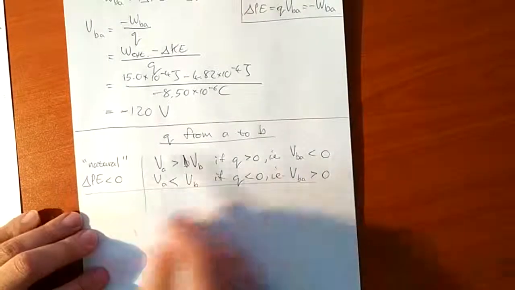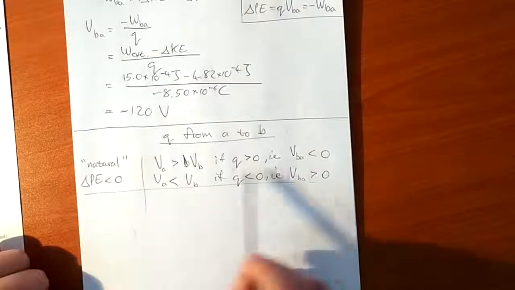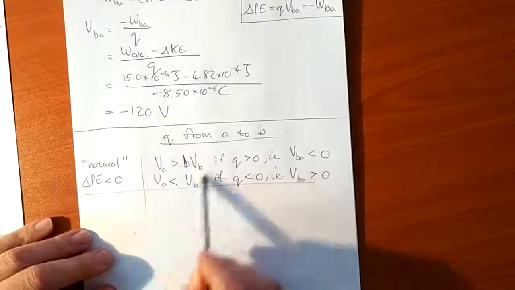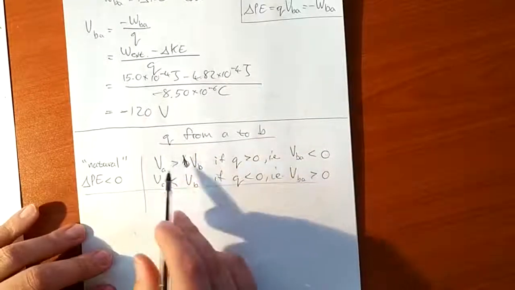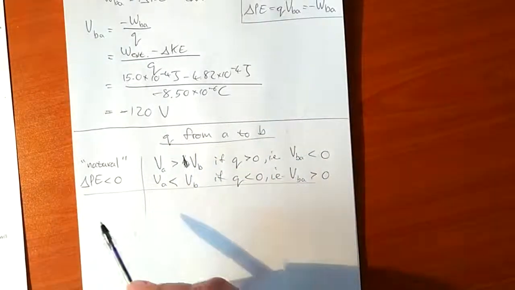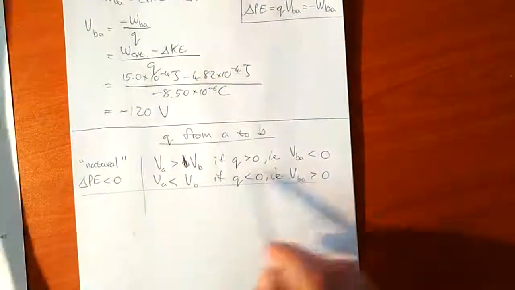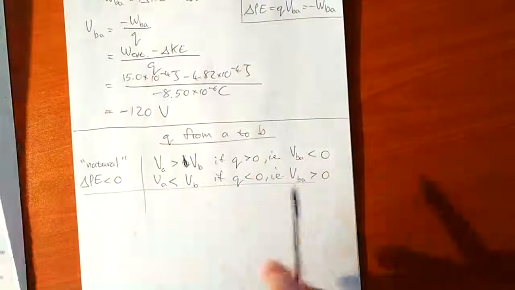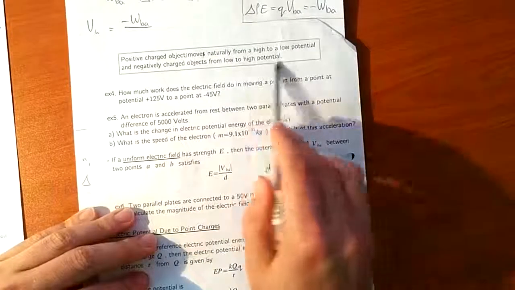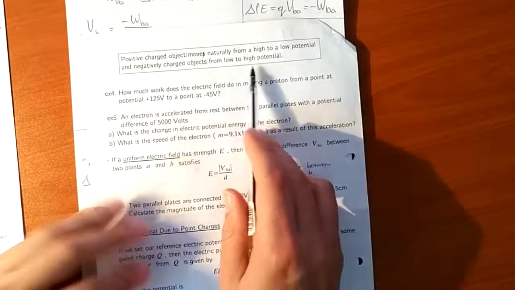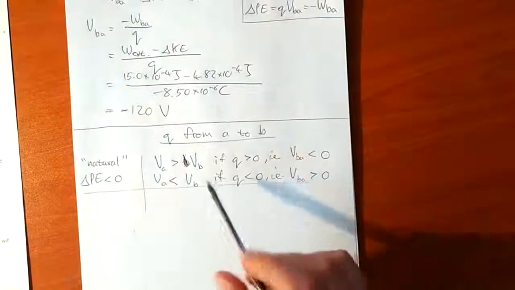Now how specifically these inequalities come about was discussed in that first video of this tutorial. And this is a shorthand notation for this at the top of the lecture notes on electric potential, at the top of the second page. That's the explanation for this.